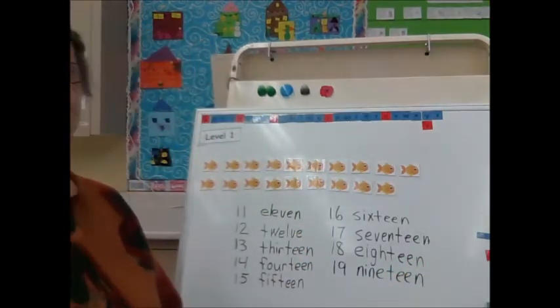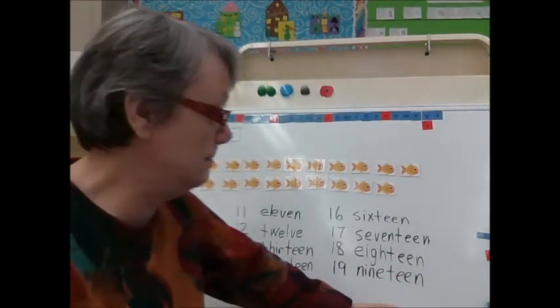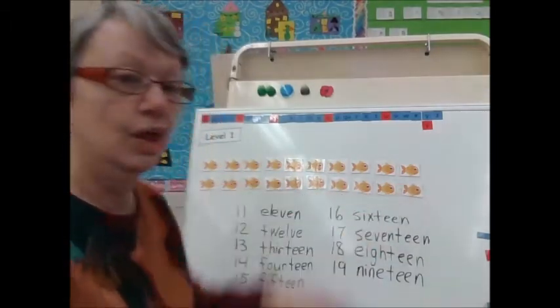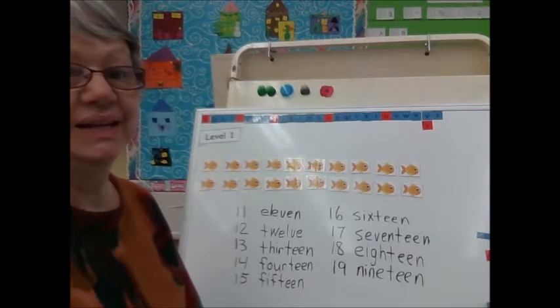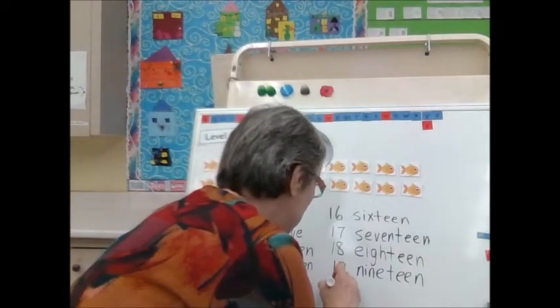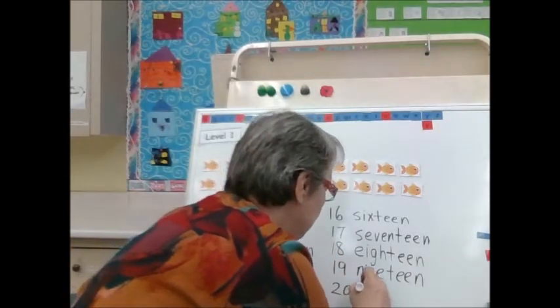All right, and now we're going to add one more goldfish. One more goldfish makes 20. 20 goldfish.